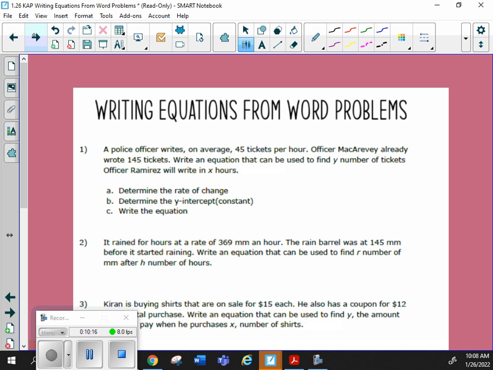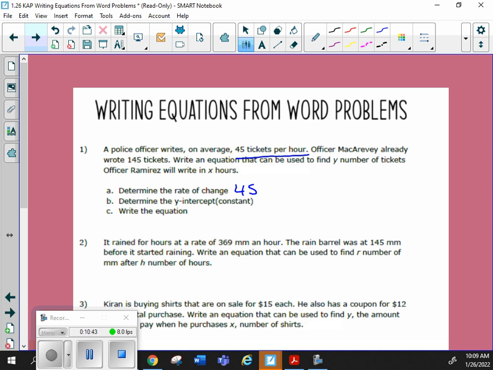Okay, so we need to determine the rate of change and the y-intercept, and we'll plug that into y equals mx plus b. So again, my rate of change is like my multiplier. So let's read and see what we see in there that would be a multiplier. Class? 45, because it says per hour. Okay, that rate of change is going to be 45. That's his rate at which he writes the tickets.